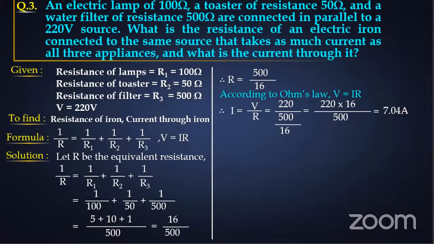Is it clear? The amount of current which is flowing through these three appliances is also the same as the amount of current flowing through which device? Electric iron. And what about the voltage of the electric iron? 220 V. So simply find R. R is equal to V by I. What is the V value of the electric iron? 220 by I, which is the same, 7.04. How much will you get?